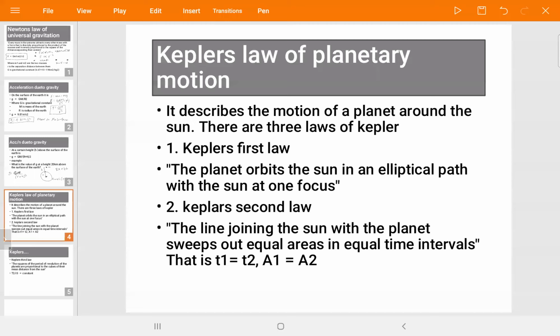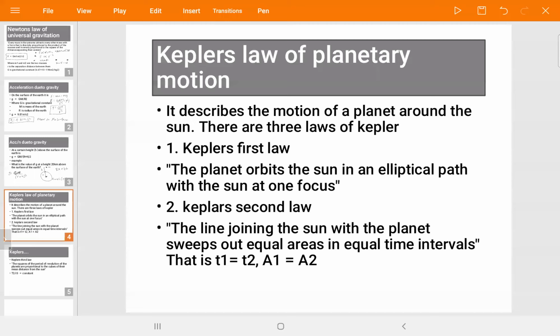The first Kepler's law says the planets orbit the sun in an elliptical path with the sun at one focus. The shape of the orbit is elliptical, not circular. The path has an elliptical shape, not circular, and the focus is the sun.